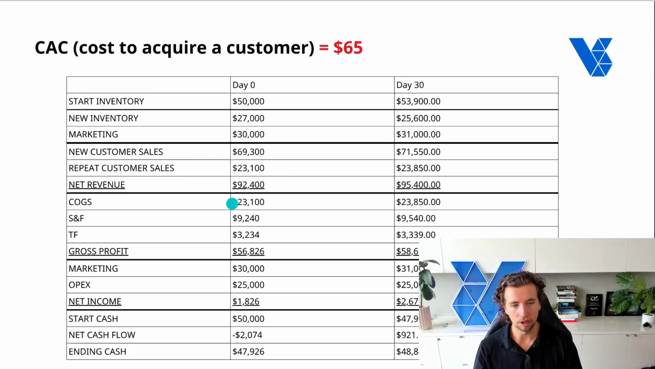You then have cost of goods sold, shipping and fulfillment fees, transaction fees, which comes out to a gross profit of $56,000. You then have marketing and OpEx, which pulls that down to $1,800 in net income. And then your starting cash position, so your bank account had $50,000 in it at the start of the month. Net cash flow was negative $2,000. And so your bank account has actually decreased in your cash position down to $47,900.